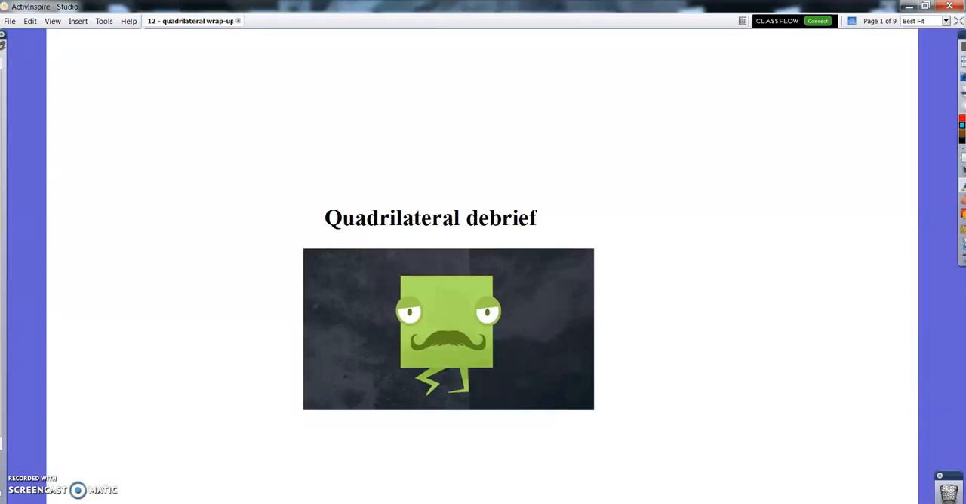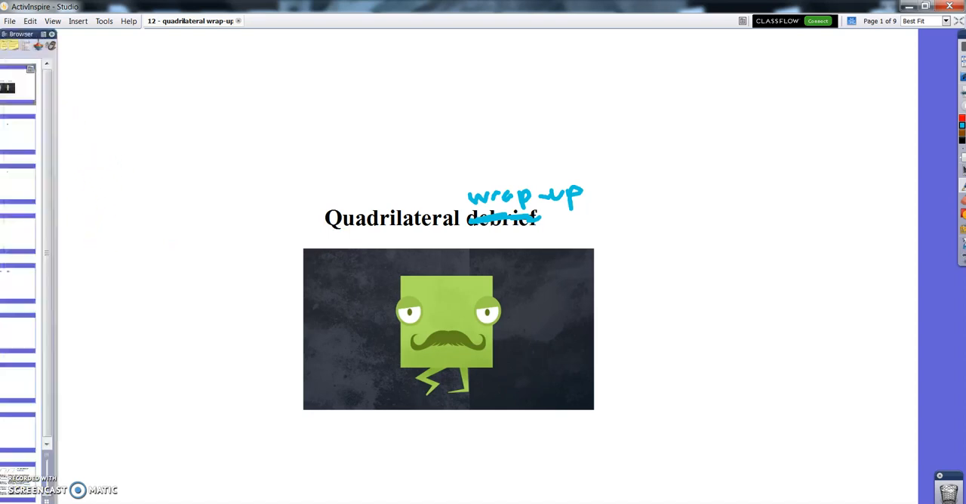Okay, fourth grade. I want to do a little quadrilateral. I have to do better than the name debrief. It's probably not a word you guys know. Let's call this the quadrilateral wrap up. After that activity we did yesterday with the quadrilaterals, just want to get a little bit clarified about quadrilaterals. So go ahead and write this down. And once you're all set, close your notebook, give me your full concentration.